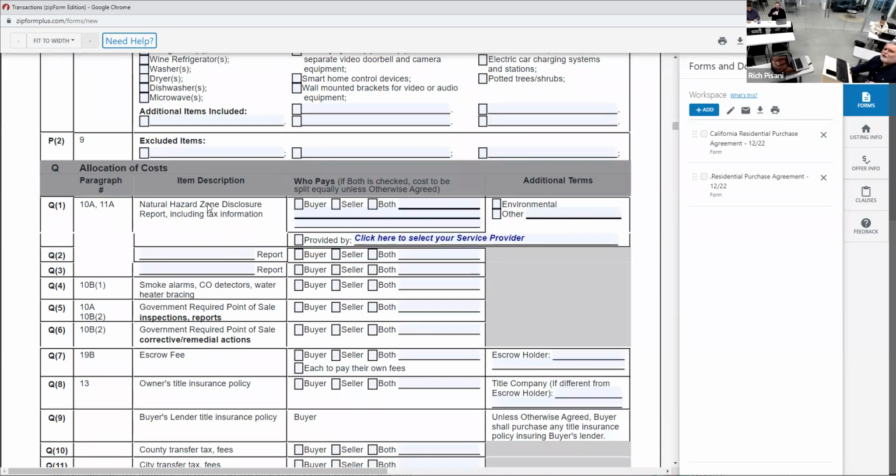Here's the allocation of costs. We're talking about who's going to pay for what. The natural hazard zone disclosure report, the NHD report.